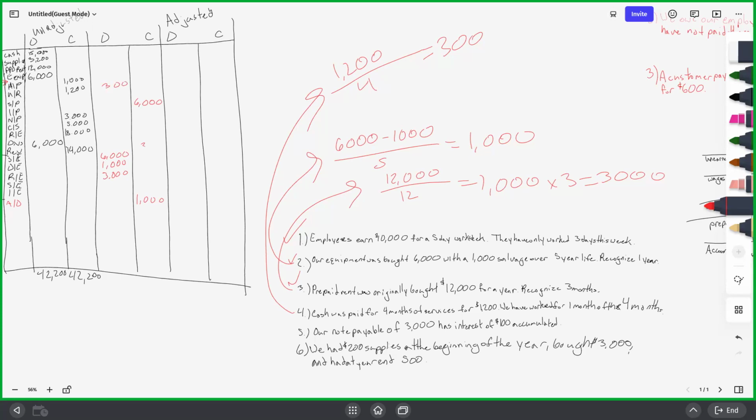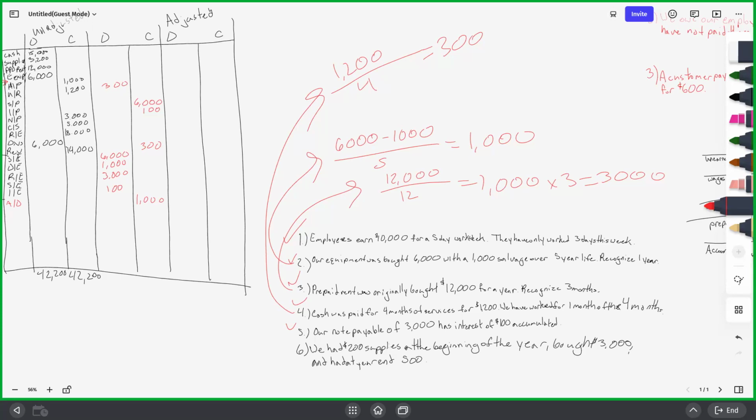Yep. All right. Number 5, our note payable for 3,000 has interest of 100 accumulated. Expense, definitely 100. Perfect. Last one, number 6, we had $200 of supplies at the beginning of the year, bought $3,000 and had at the year end 500. What's happening?